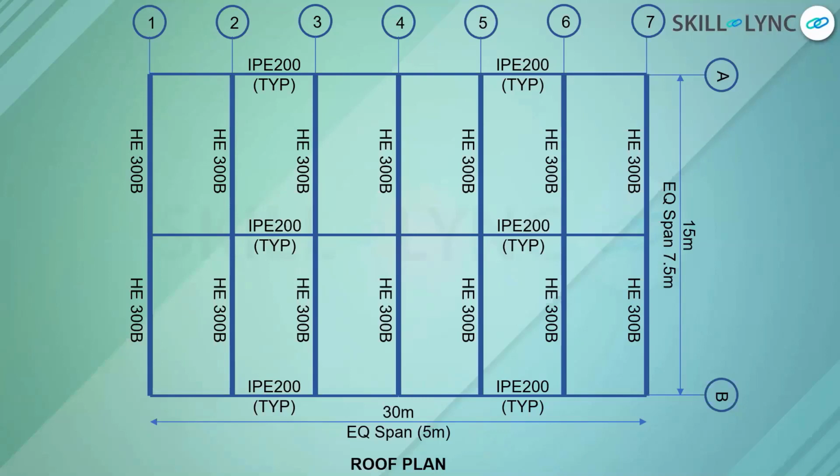Here I am going with a 30-meter long building with a width of 15 meters. I have provided columns every 5 meters, so the columns are located at grids 1, 2, 3, 4, 5, 6, 7. These are the grids 1 to 7, and this is the longitudinal grid A and B. The span width of the building is 15, the length is 30, and the columns are placed at every 5 meters.